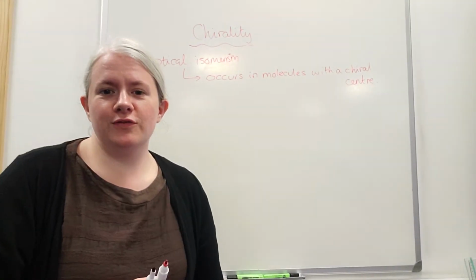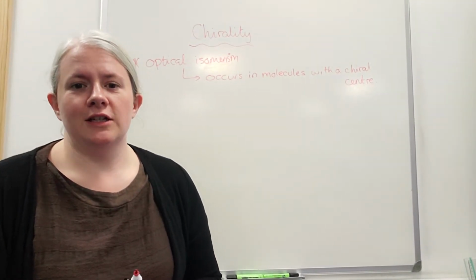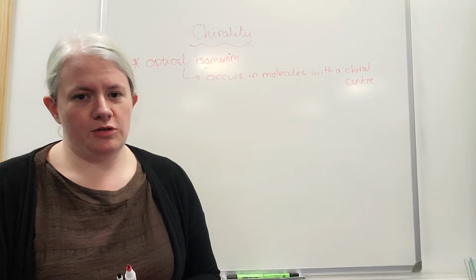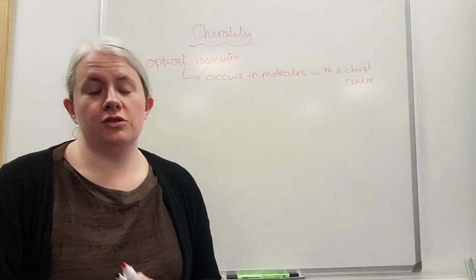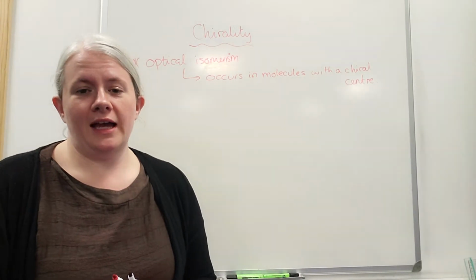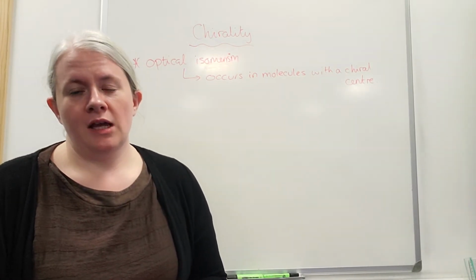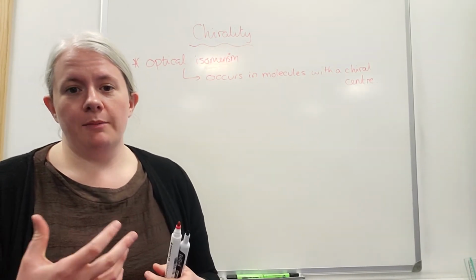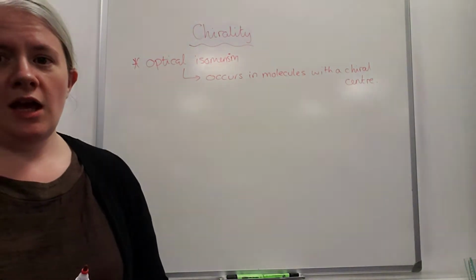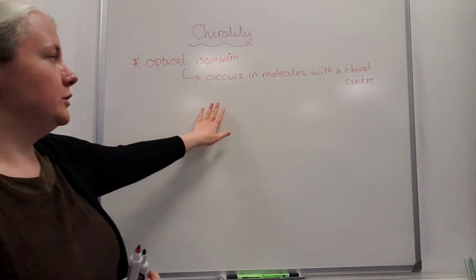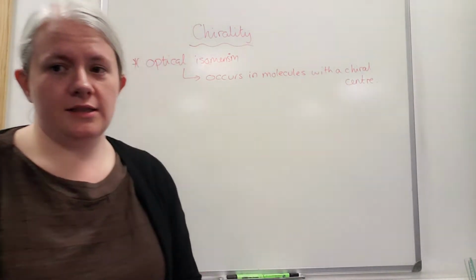So this is a revision video about chirality for A2 organic chemistry. During your AS studies, you would have come across structural isomerism and stereoisomerism. This is another form, but it's called optical isomerism. For this, you will need something called a chiral center.